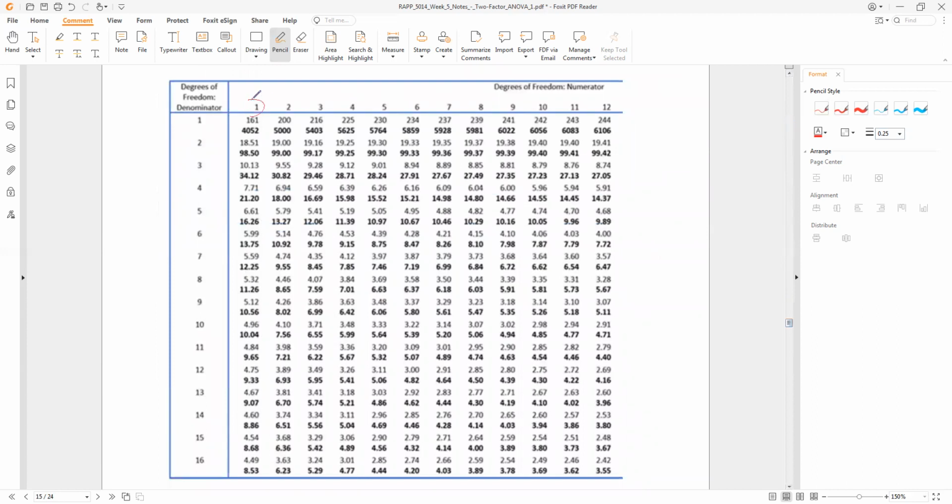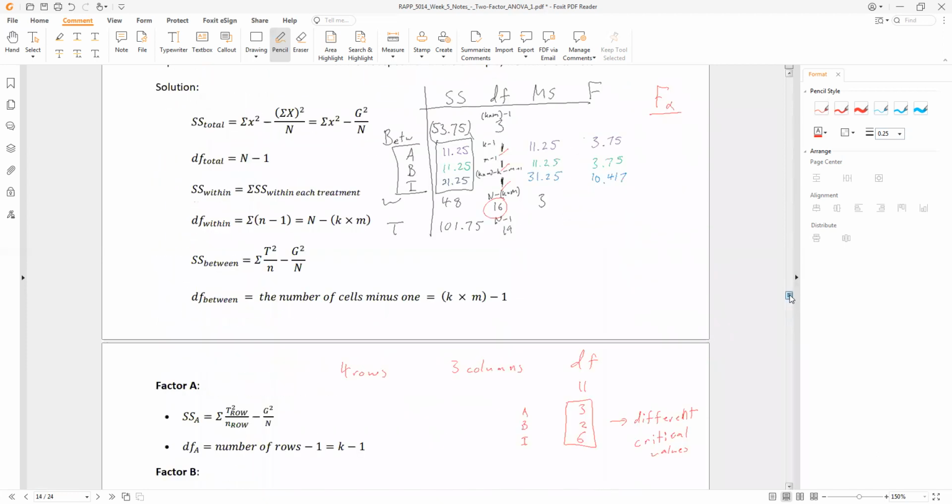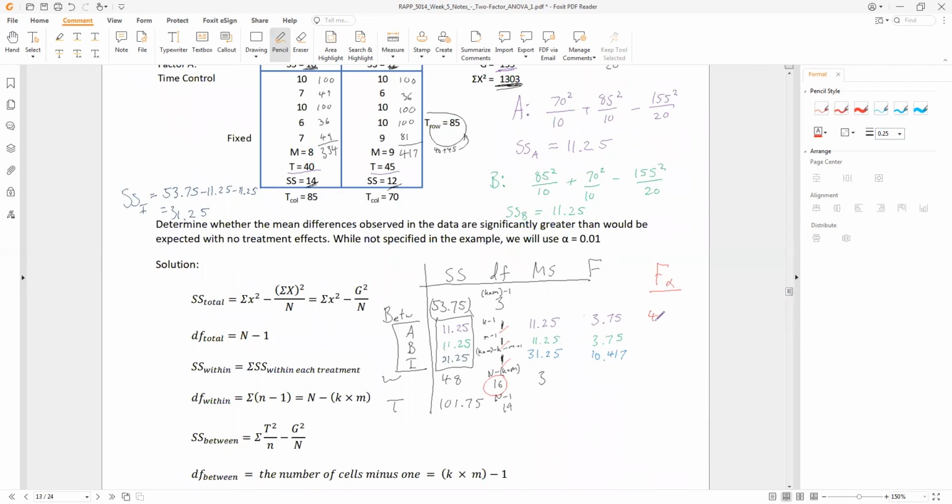So we're looking at 1 and we're looking at 16, right? So we got the 4.49 and the 8.53, right? Depending on whether we have alpha equals 0.05 or alpha equals 0.01. So 4.49 or 8.53. Let's just assume we're doing alpha equals 0.05, just because that's the standard, right? Then we get 4.49. And it's the same for each of these.